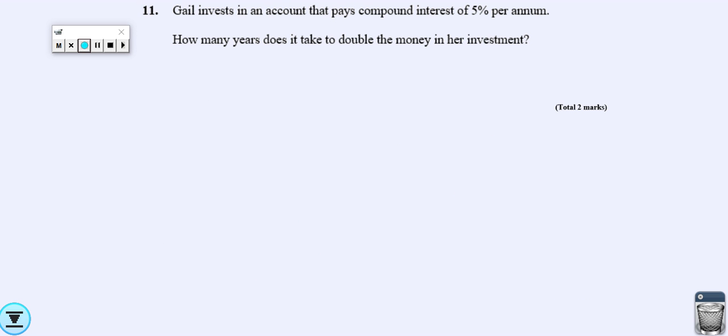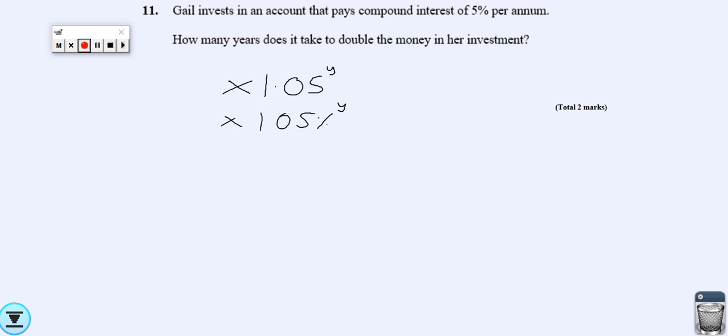Question number 11. Gail invests into an account that pays compound interest of 5% per annum. How many years does it take to double the money in her investment? Well, compound interest, we're going to be multiplying by 1.05 to the power of how many years? 1.05 is the same as 105% to the power of how many years?